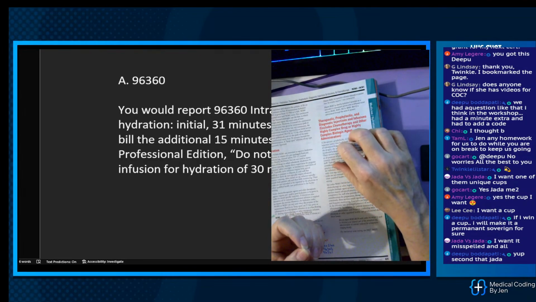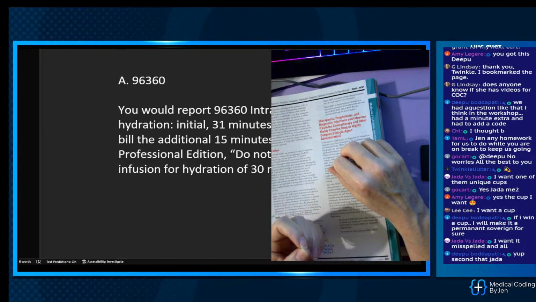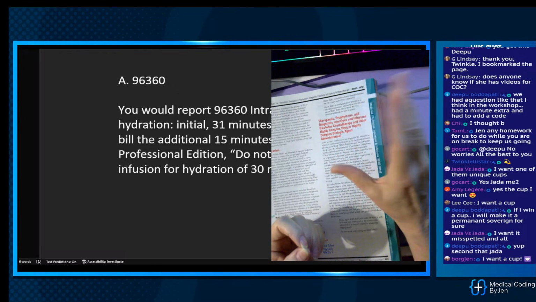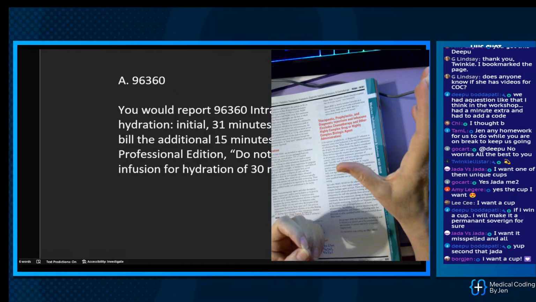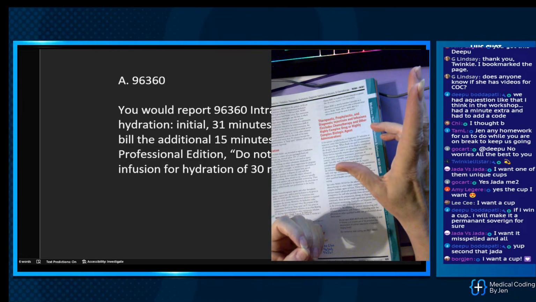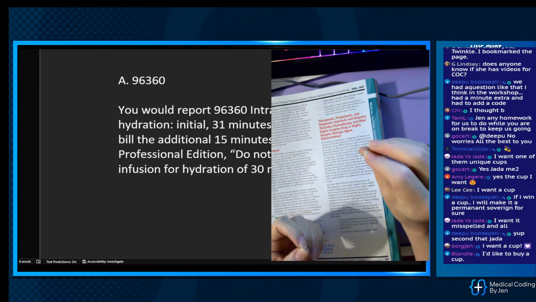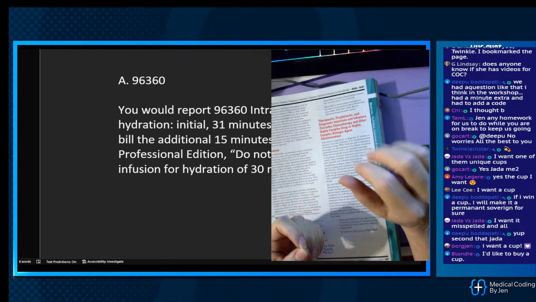What else? Open and closed procedures. Don't forget, your fracture could be open, but the procedure to repair the open fracture could be a closed procedure. They didn't even open the body. They just popped the bone back into place, even though it was out of your skin. So don't get confused or think that your procedure is open just because your fracture is open.